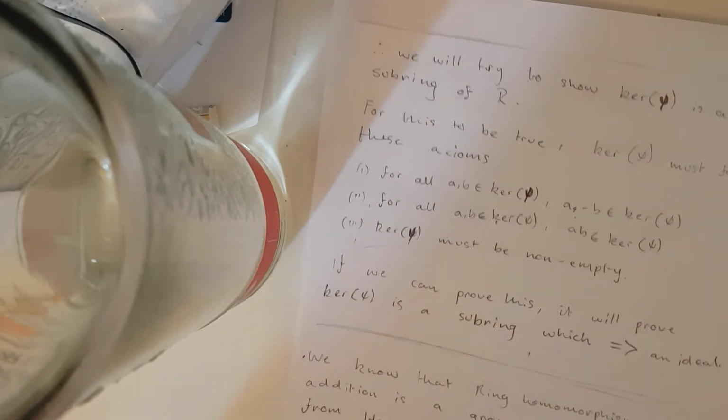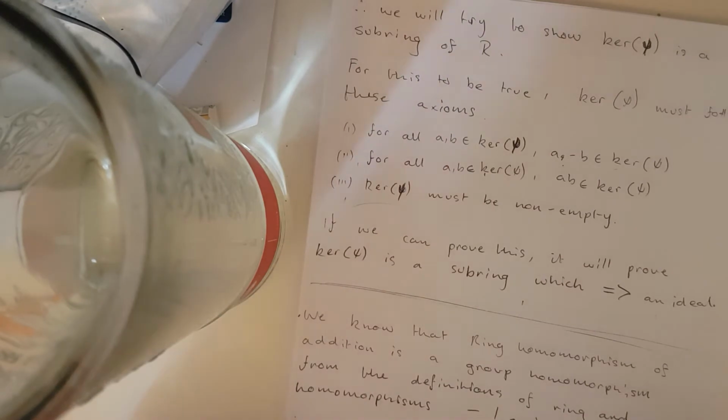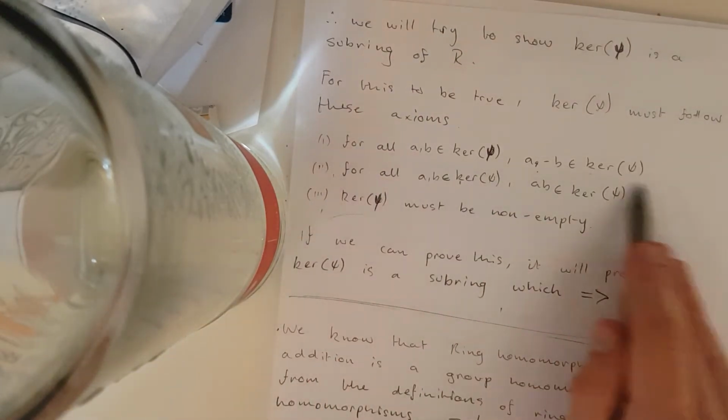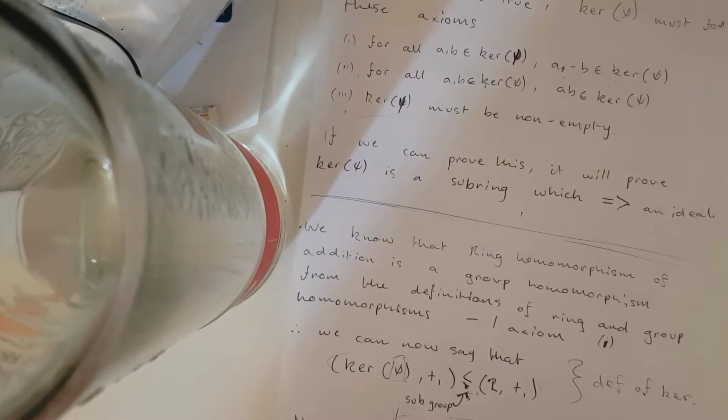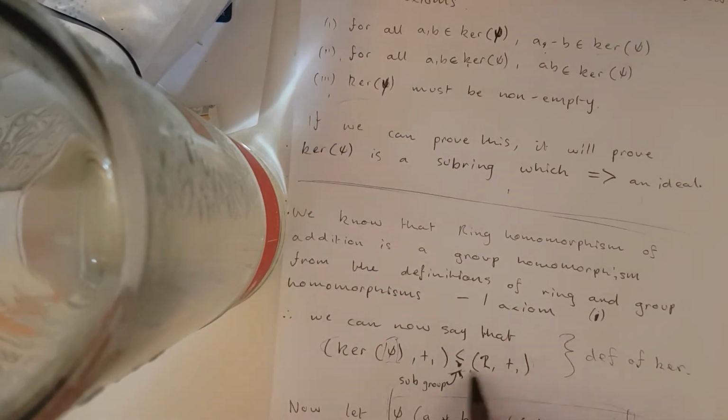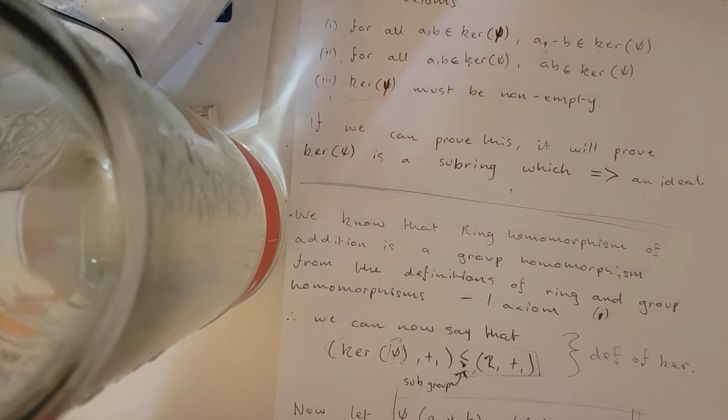So we know that a ring homomorphism under addition is a group homomorphism. We know this from the definition of rings and homomorphisms, which pretty much satisfies the first axiom. And we can say from the definition of the kernel that the kernel is a subgroup of R. We know that from the definition of the kernel anyway.